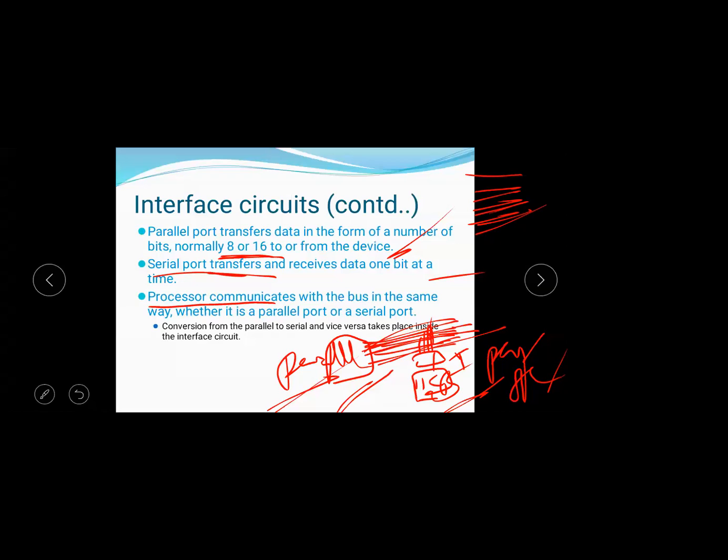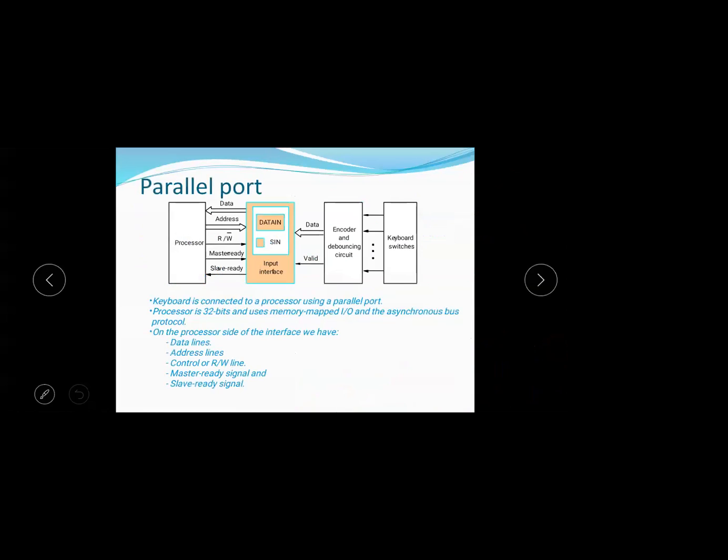In parallel port, the data is transmitted at a time, either 8 bits or 16 bits depending on the data lines in the device. Whereas in serial port, irrespective of the number of bits in the data, one bit at a time is transmitted, that is called serial port. First one is parallel port.